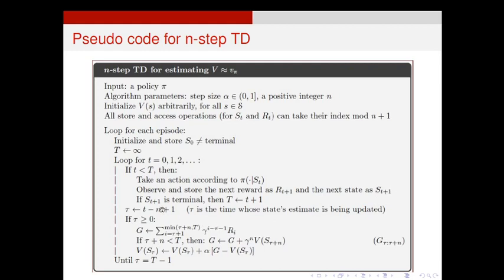That's all. If S t plus 1 is terminal, then T is equal to t plus 1, because if it is the terminal state, the remaining states will become the same as the initial steps. As in this modulo operation, we fix this T as t plus 1.